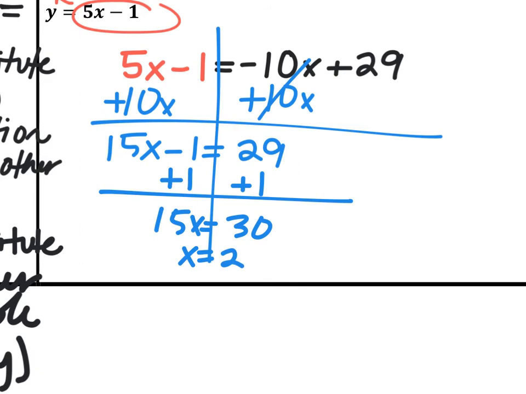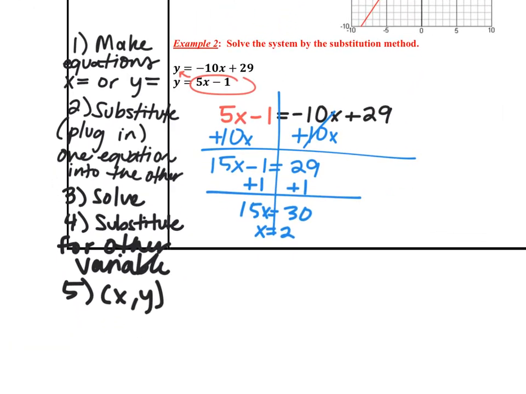Yeah. Okay. If you stop there, then you've only done half of the problem. Remember, it's a system. There needs to be two answers. After you get one answer, you have to go back and get the second part of your point. So I was told that x is equal to 2. Now you have to substitute for the other variable. So choose whatever equation you think is easier. I still like 5x minus 1 better. Do you guys agree? Yeah, probably.